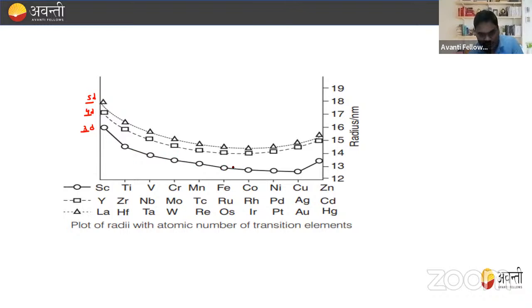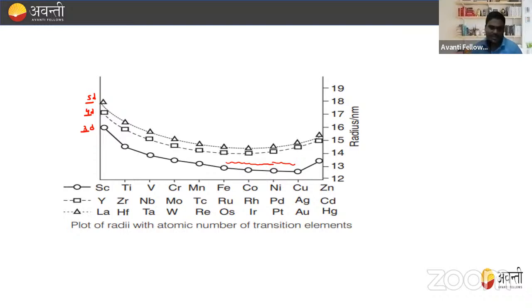Now, we can observe that the size of Fe, Co, and Ni are almost the same, right? Their sizes are almost the same, and then they suddenly increase in size again. So from the start, from scandium to titanium, vanadium, chromium, and manganese, there is a decrease in size, right? However, the size becomes constant when you move from manganese to copper. Why? Because here the attraction is equal to repulsion, right?